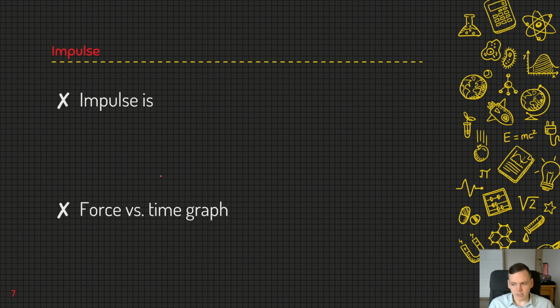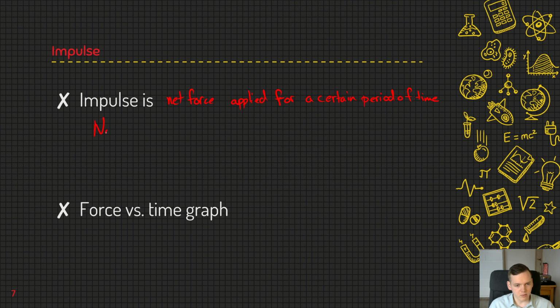So impulse is defined as a net force applied for a certain period of time. So if you push on a box with 10 newtons of force for 5 seconds, that impulse is 50, 10 newtons times 5 seconds. So in other words, that's what impulse is.